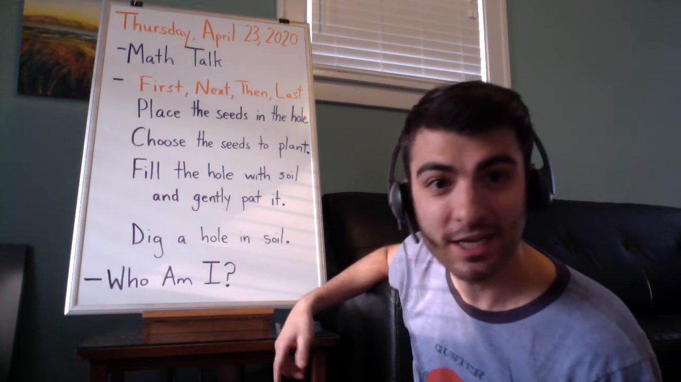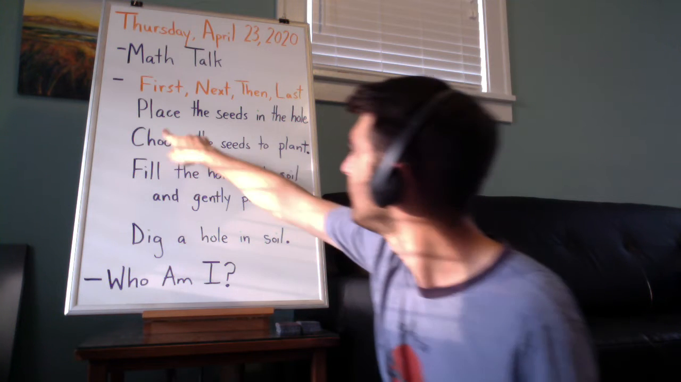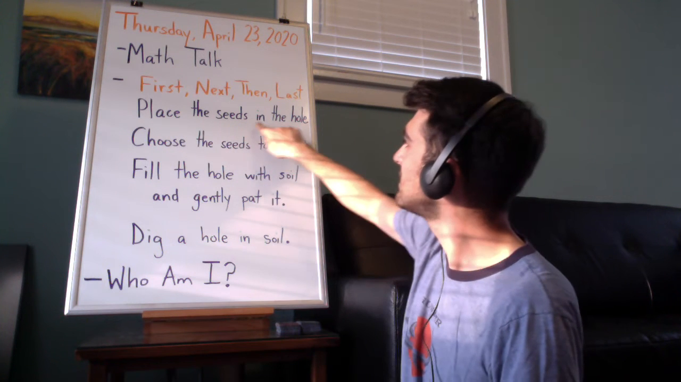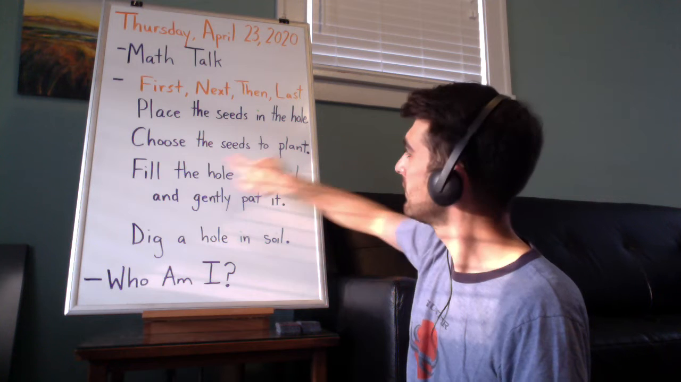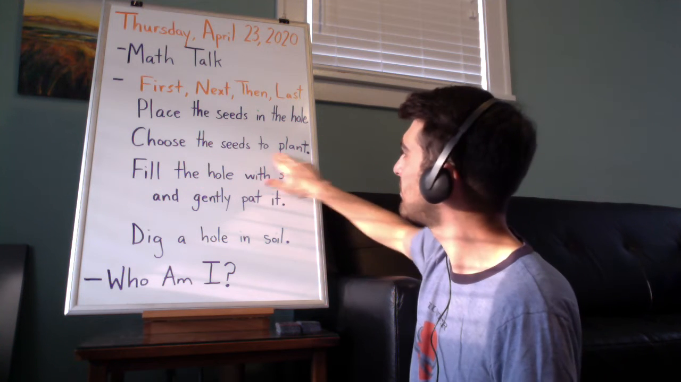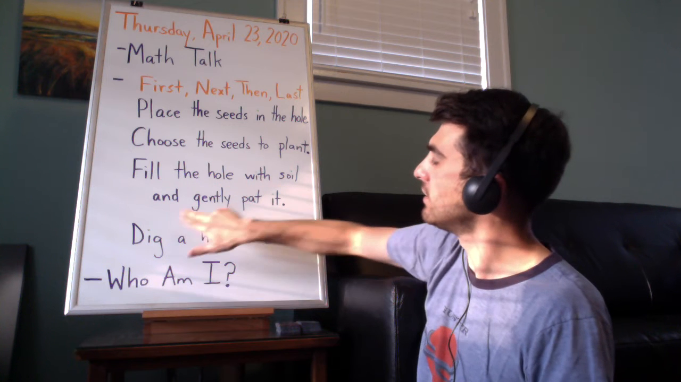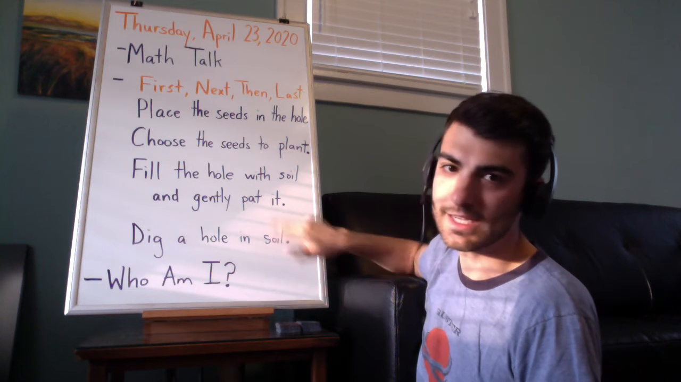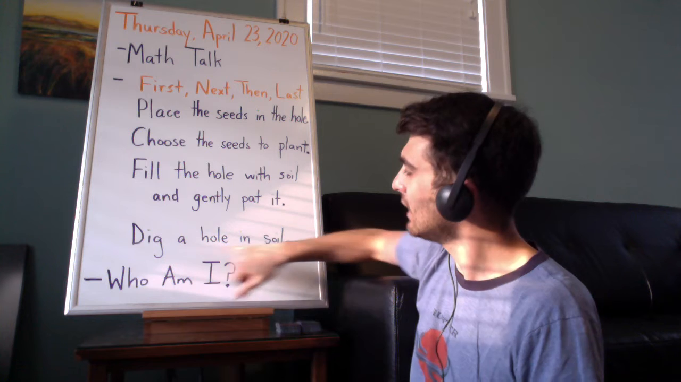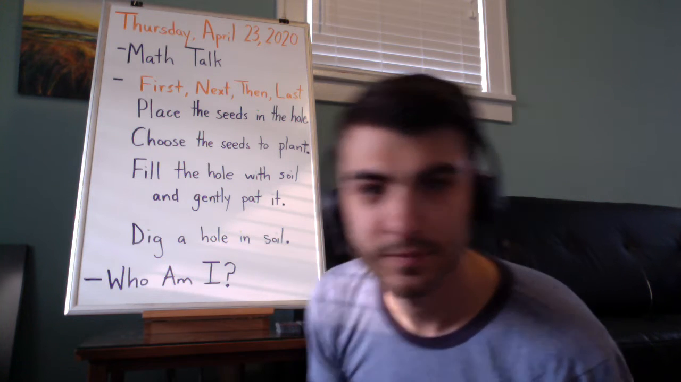But anyway, I digress. Our 4 sentences today are: place the seeds in the hole. Choose the seeds to plant. Fill the hole with soil and gently pat it. Dig a hole in soil.